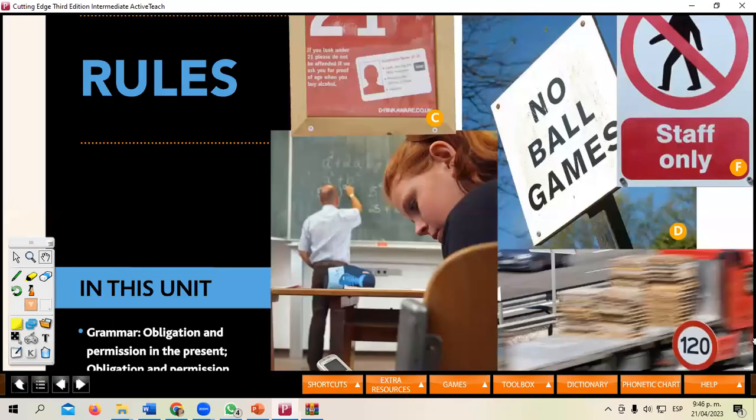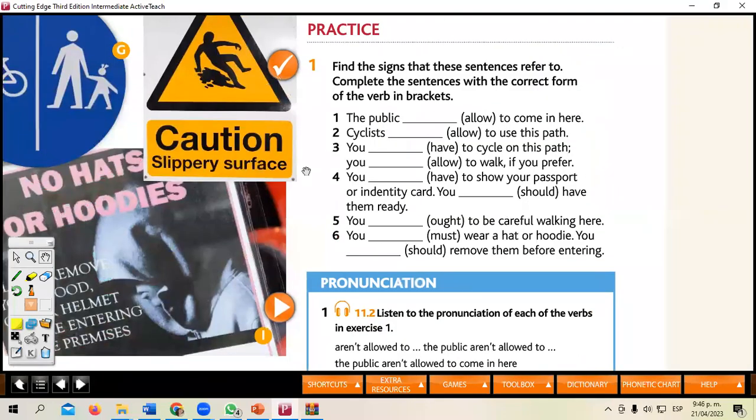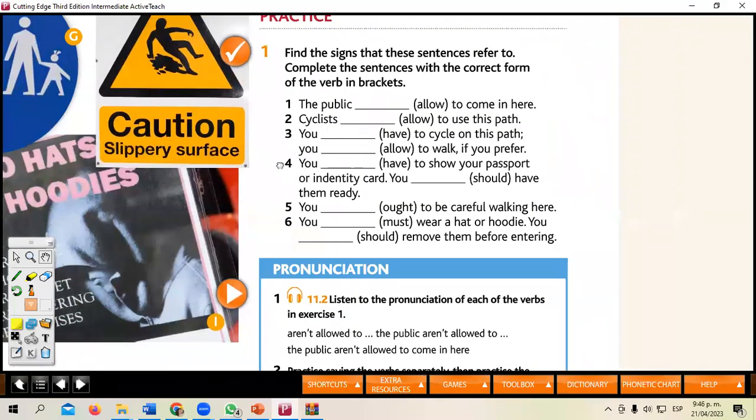Ok, esa hace referencia a acá, creo que sería esta. Tienes que mostrarlo, ok? You have to show your identity. You should have them ready. Deberías tenerlas listas.